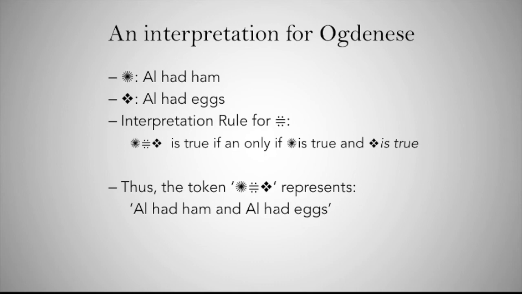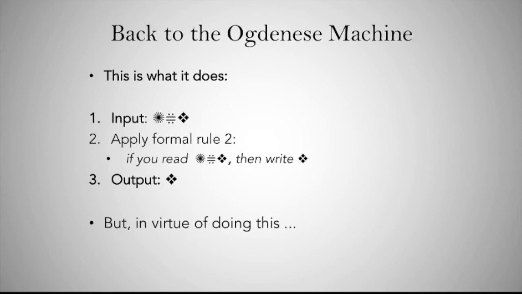Note that there's nothing special about this interpretation, of course. It could have been a completely different interpretation. There's nothing intrinsic about it. It's just something that we are adding on top of it. Okay, this is what our automatic formal system, the Ogdenese machine, does. It takes that string as input, and then it applies rule 2, which is a detachment rule, which is that if you have that string, you can detach the rightmost symbol, and then you output it. That's all it does. It's just manipulating symbols according to their shape.